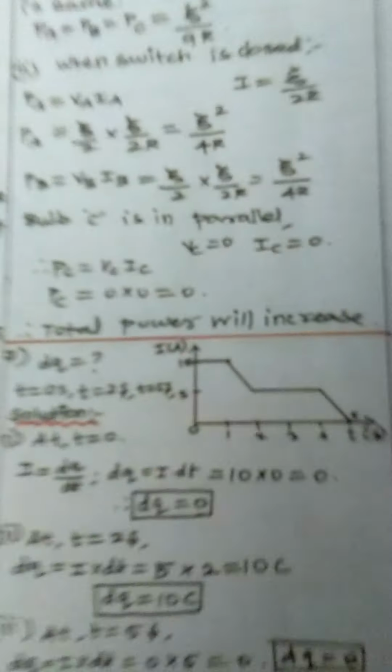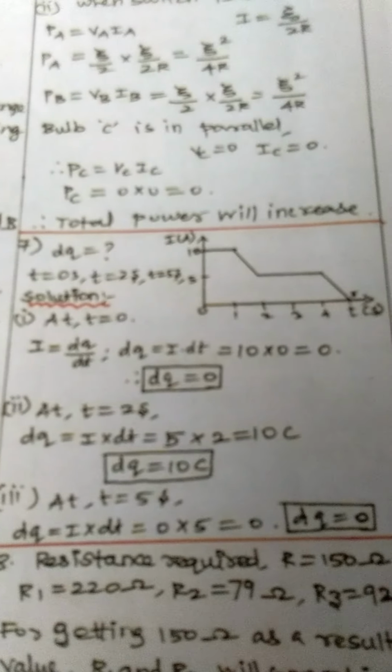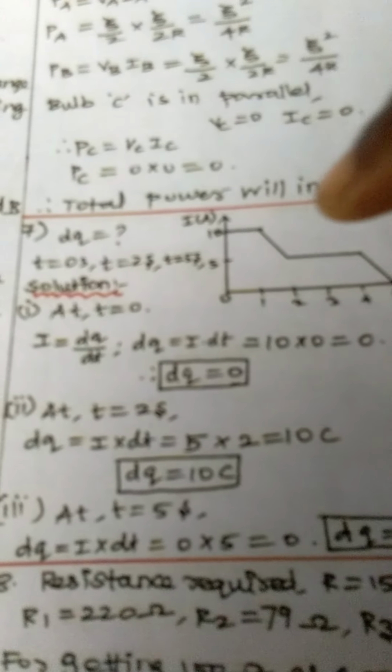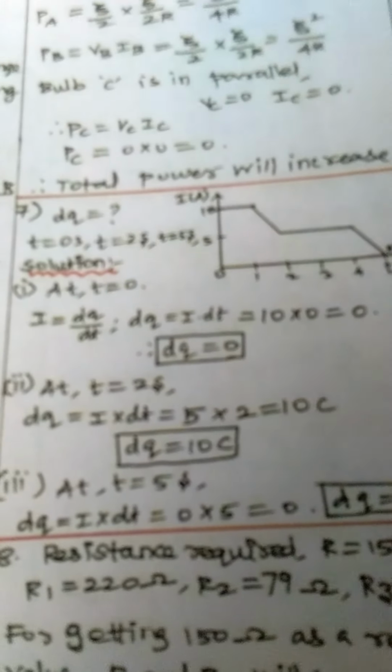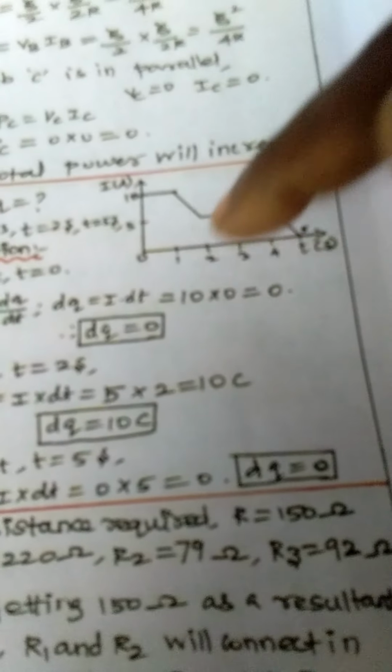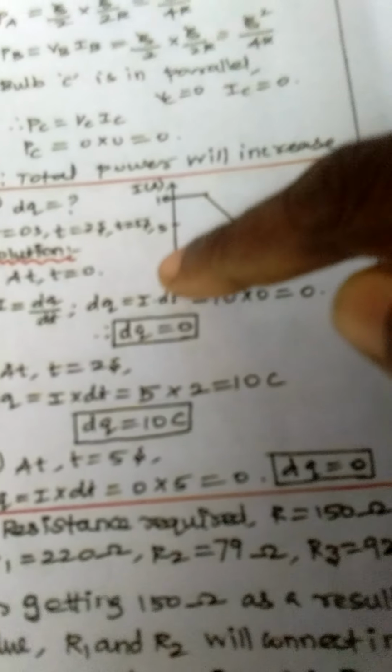Okay, this is the diagram. We want to find that. Now you see the 7th sum. We want to find the charge; they are given only for that time. So we want to find dq. This is the graph. Here I am taking the I values, that is the current in amperes, as the units. The x-axis we are taking as time, and the y-axis we are taking as the current I.